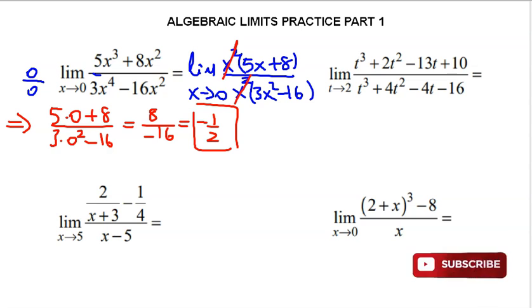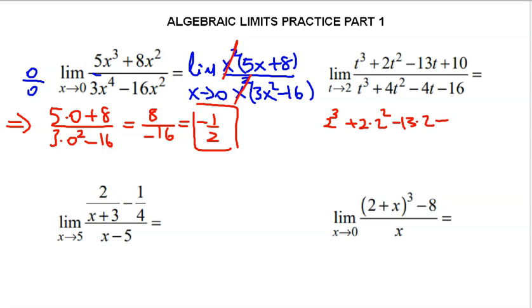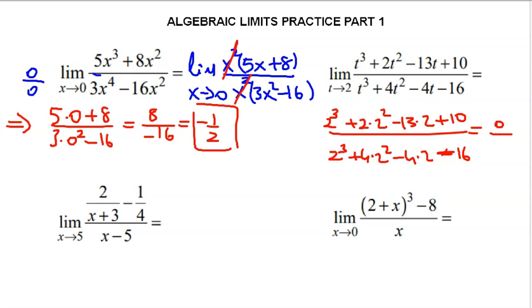All right, let's move on to the second problem. Let's try to plug in 2 and see what happens. We get 2 cubed plus 2 times 2 squared minus 13 times 2 plus 10 over 2 cubed plus 4 times 2 squared minus 4 times 2 minus 18. When you evaluate top and bottom, you end up with 0 over 0.